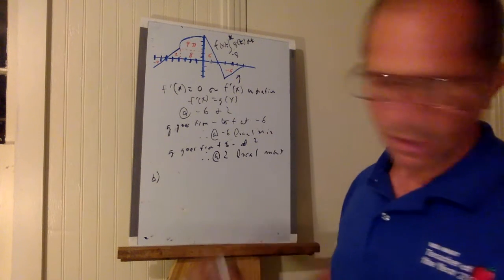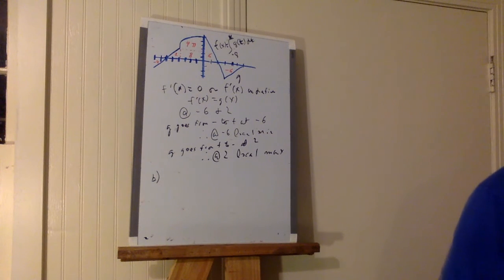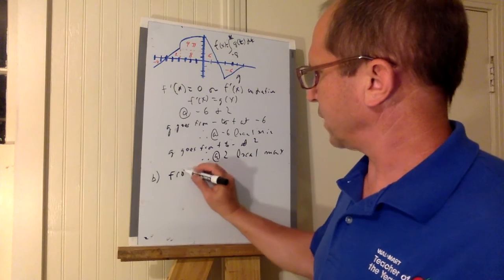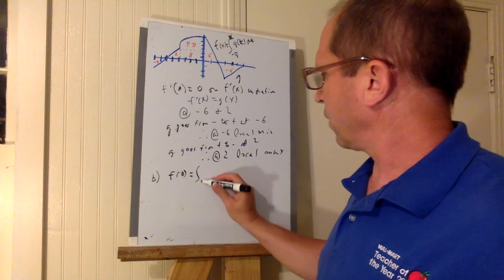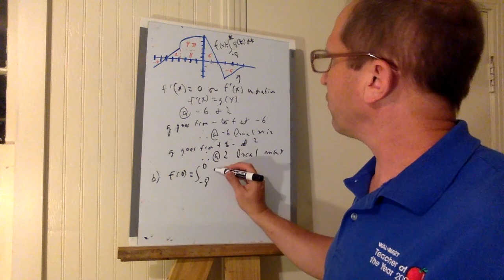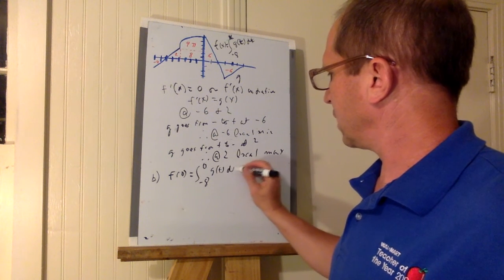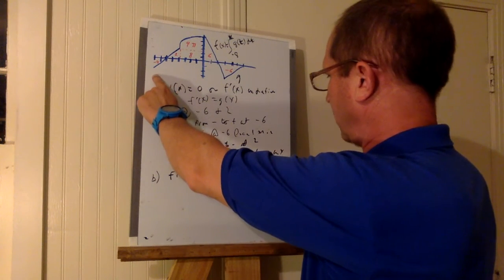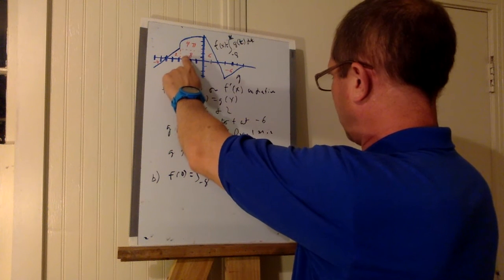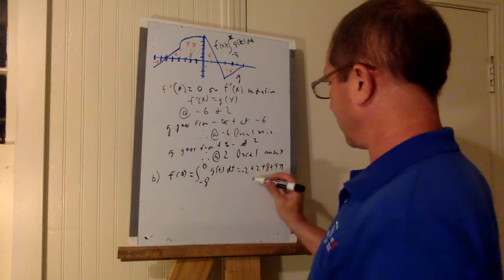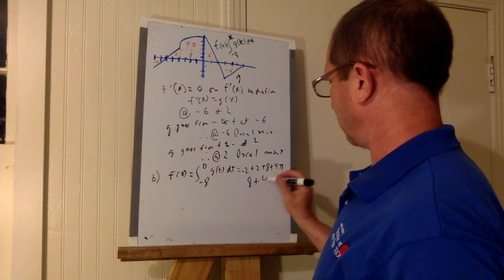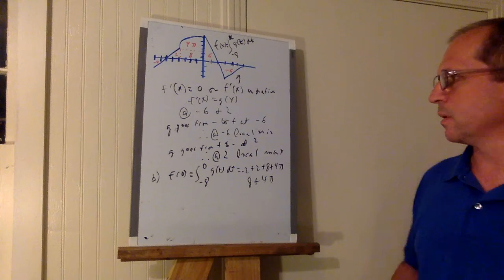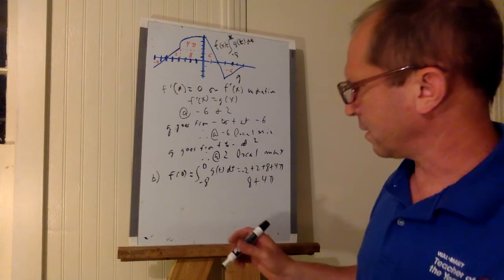Okay, on to B. B asks about what is f of 0. Well, f of 0 is the integral from negative 8 to 0 of g of t dt. So that's going to be negative 2 plus 2, and then plus 8 plus 4 pi. So that's just going to be 8 plus 4 pi. The negative 2 and positive 2 cancel each other out. So we get 8 plus 4 pi there.